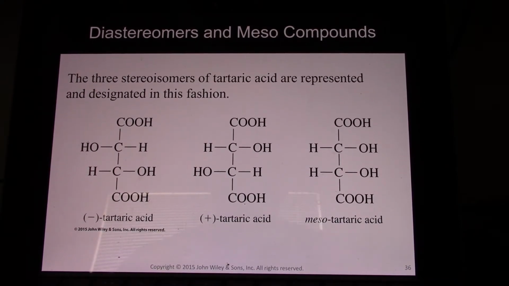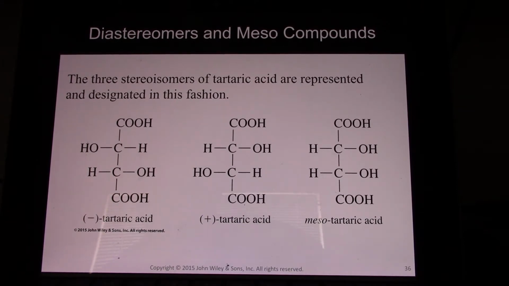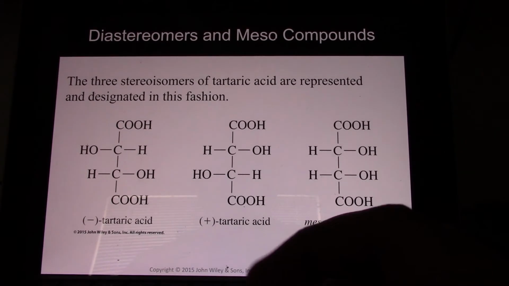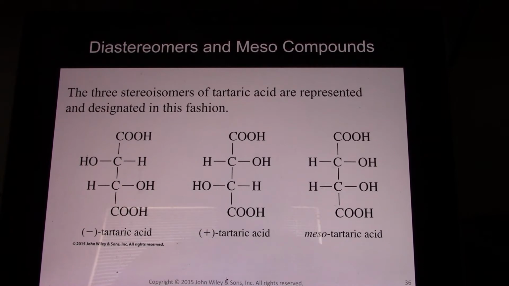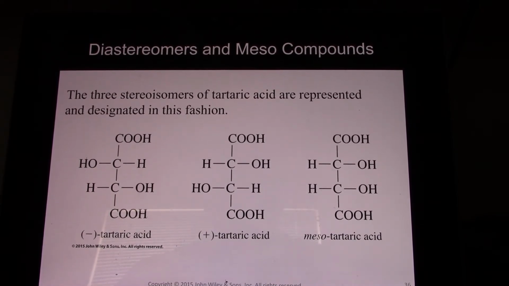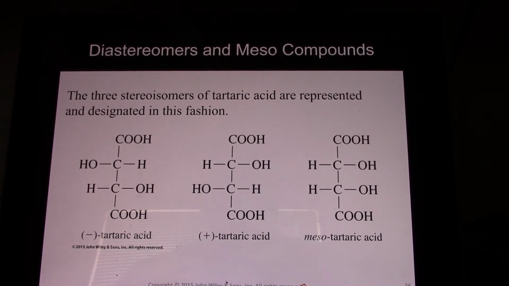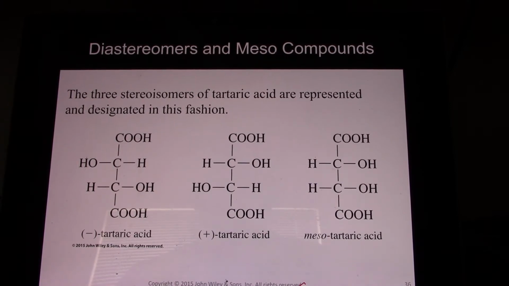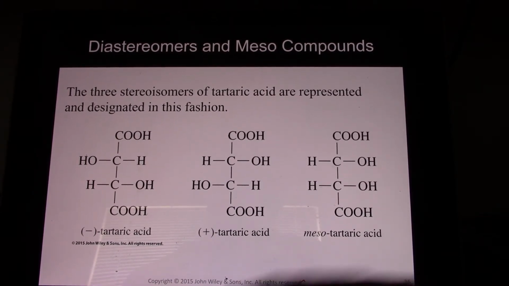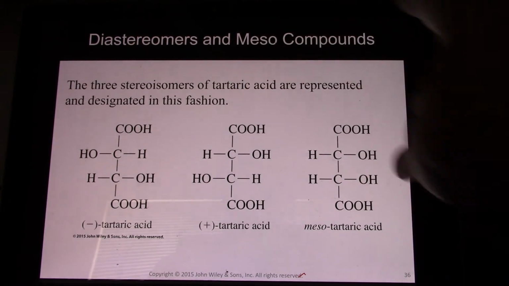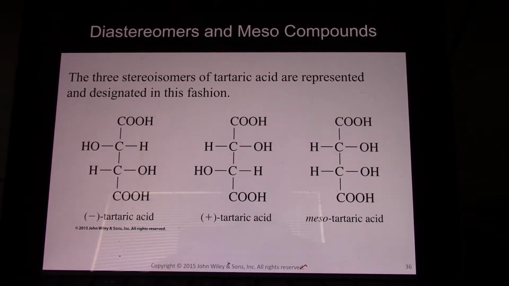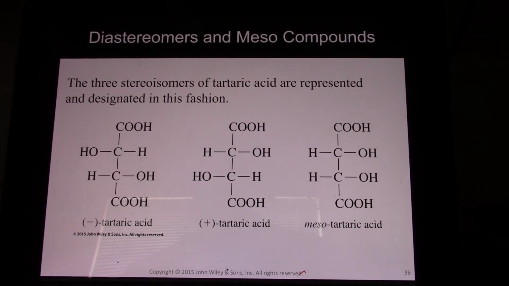The three stereoisomers of tartaric acid are represented in this fashion. We have negative tartaric acid, then the mirror image, positive tartaric acid, and then meso-tartaric acid, which we don't draw the fourth one with the OHs on the left because that would be the exact same molecule. You could just rotate it and get the exact same molecule because it is not chiral.